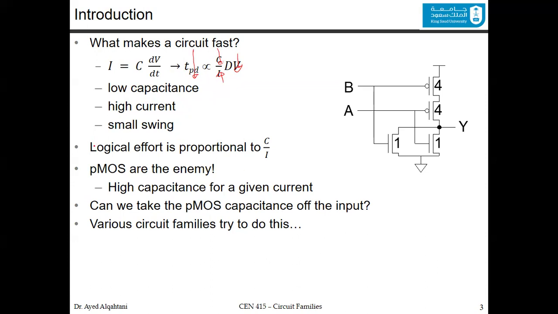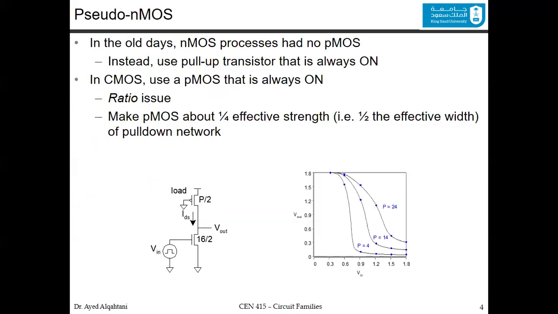This is also true for logical effort. If you want to reduce the logical effort, you should reduce the capacitance and also have a high current for charging and discharging. So basically, the conclusion from this is that the PMOS are the enemy because they have high capacitance for a given current. Can we take the PMOS out of the equation? Yes, and this is basically the idea of the pseudo-NMOS design.